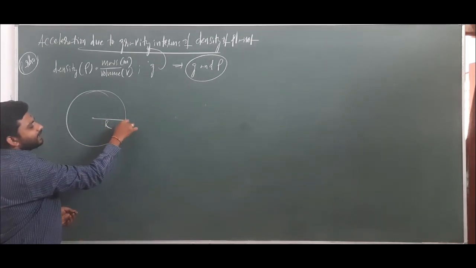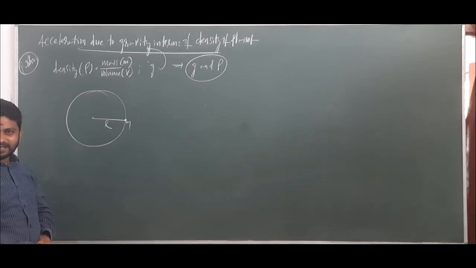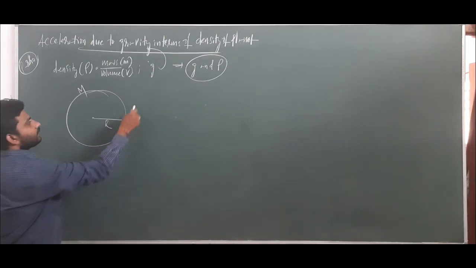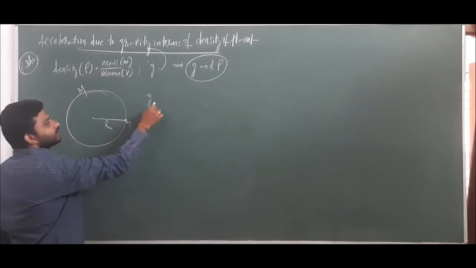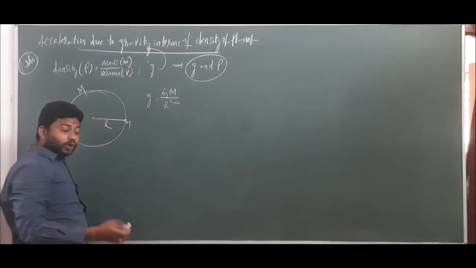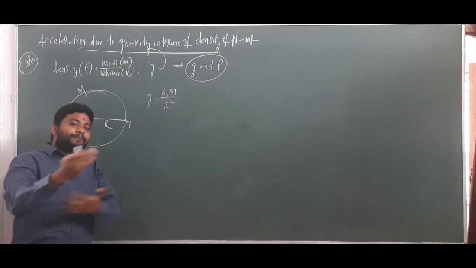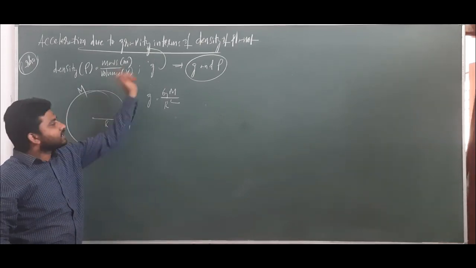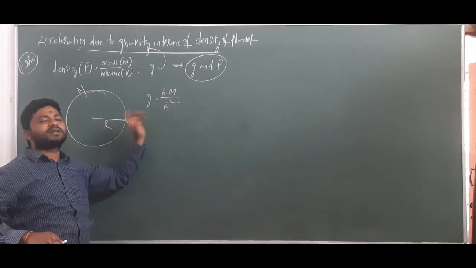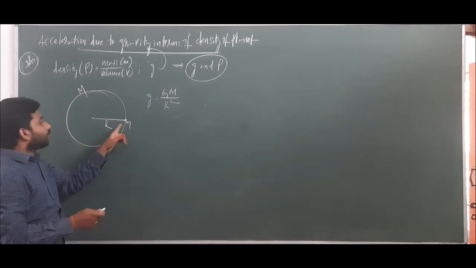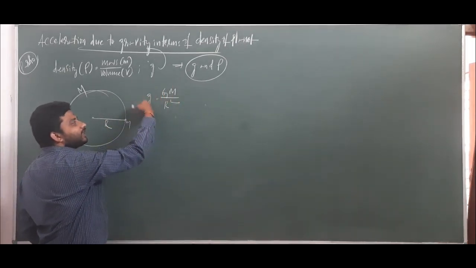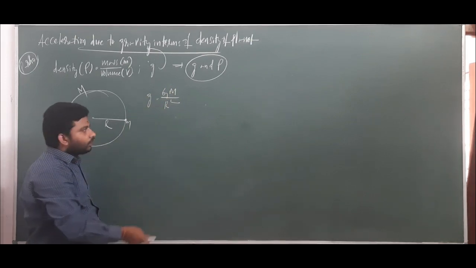On the surface of the planet, a small body of mass m is kept. And you know the mass of the earth is capital M here. Acceleration due to gravity on the surface of the earth is equal to G into M by R square. Not only on the surface of the earth, on any planet, acceleration due to gravity is GM by R square, where M is mass of the planet, R is radius of the planet when the body is kept on the surface. Okay. Now, how can we change this equation in terms of density?